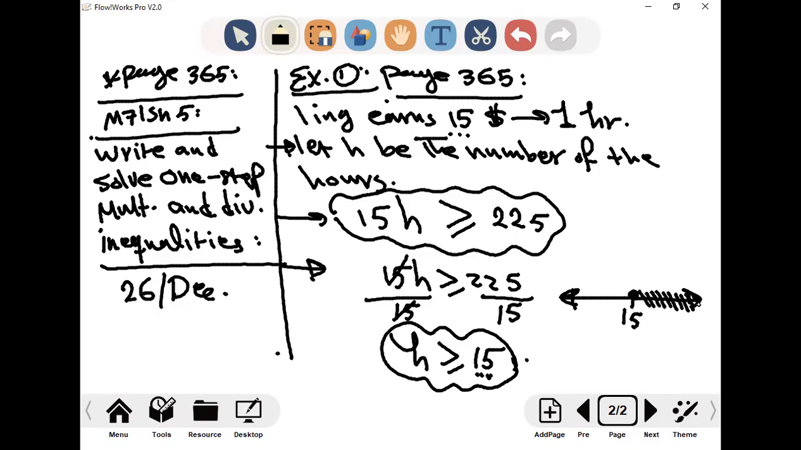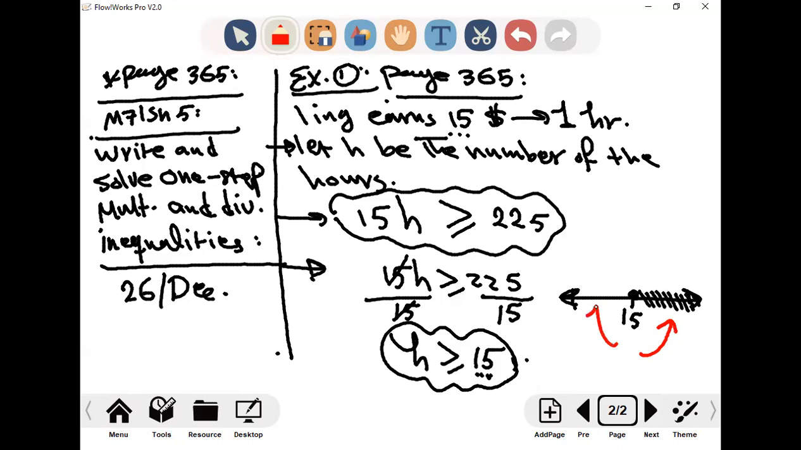Now, remember when we check the answer, we select random numbers in the regions, right? So let's select random numbers. Look here and be careful, please. If she worked 17 hours, is this okay? Let's check. Each 1 hour is $15, right? If she works 17, more than 15, 15 multiplied by 17 is 255. Is it more than the needed money? Yes. That's why any number 15 or more is correct.